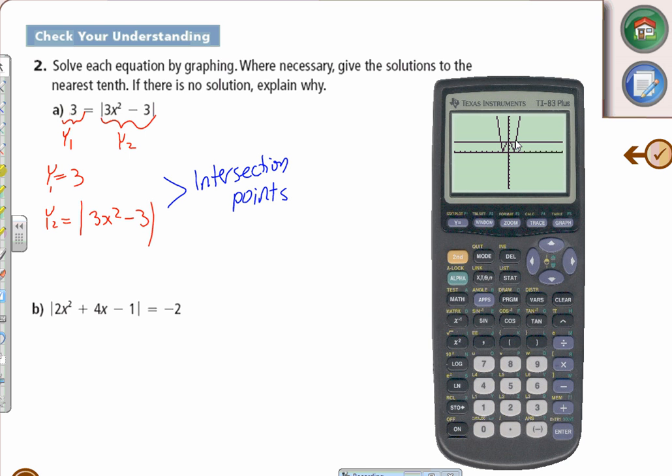Doing the same thing, second, calculate. We want to find intersection points, number 5, and go closest to this intersection. 1, 2, 3. So negative 1.41 is the first one. Do the same thing again. Second, calculate. Number 5. Go closer to the next one. Enter, enter, enter. And that gave us that one over there, 1.41.